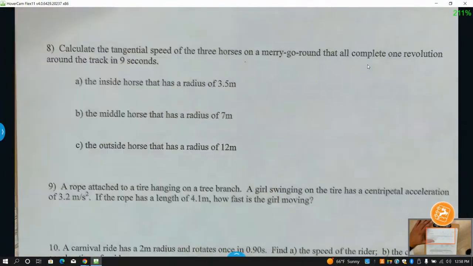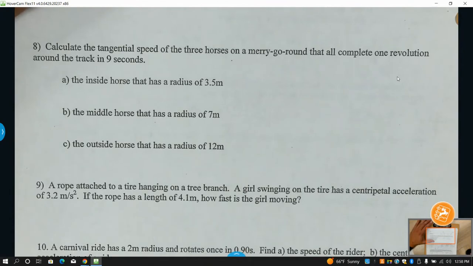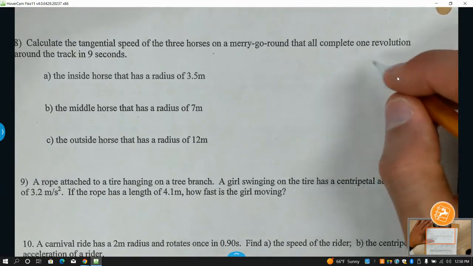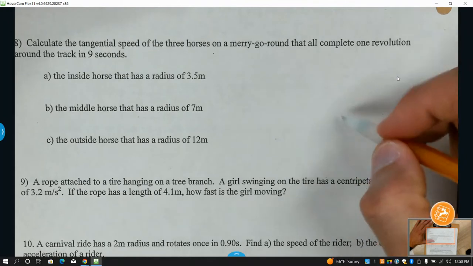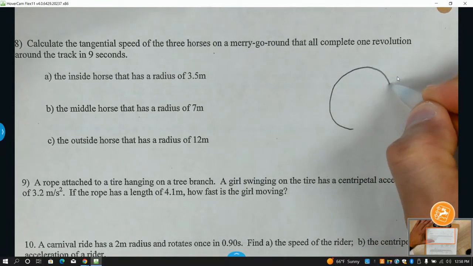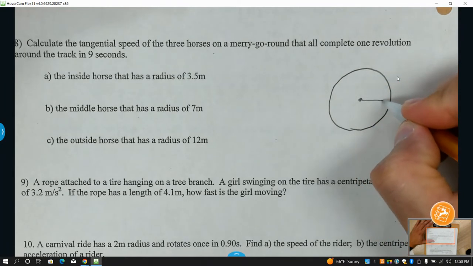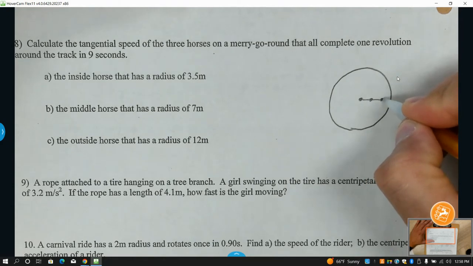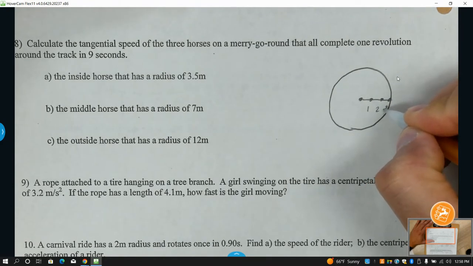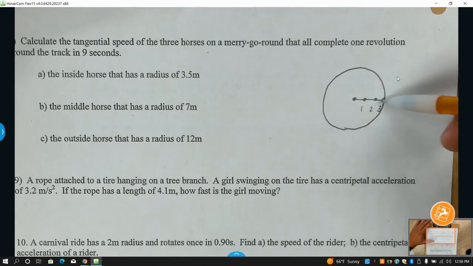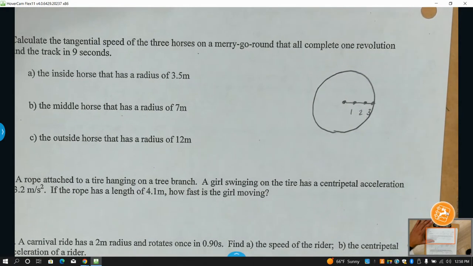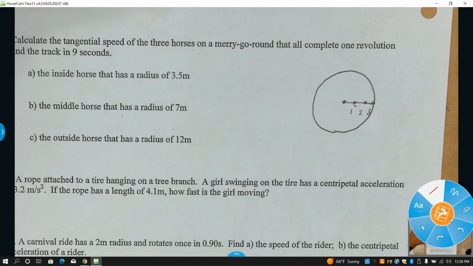So number 8 is one of the ones where I did want to mention, we talked about yesterday, 3 horses on a merry-go-round. So if you have 3 horses that are chilling, and I think we did this outside with the meter stick. If you have 3 horses, 1, 2, 3, and they're all attached to this same rail, as they go around, do they make the same amount of laps?